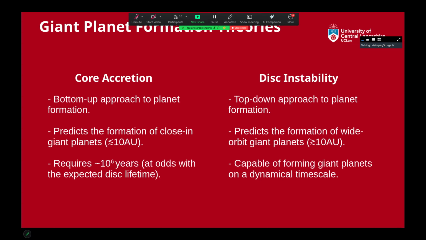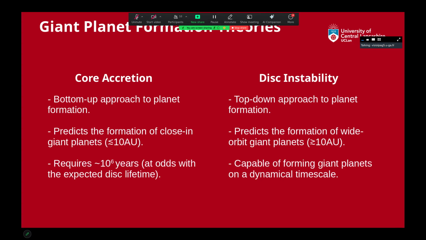which is at odds with the expected disk lifetime. And the alternative approach to forming giant planets is that of disk instability, which is what I'm going to focus on today. So disk instability instead takes more of a top-down approach to planet formation, which I'll explain a bit more about in a minute. If the disk is massive enough that thermal and rotational support cannot stabilize it, then the disk will be gravitationally unstable and form strong spiral arms.